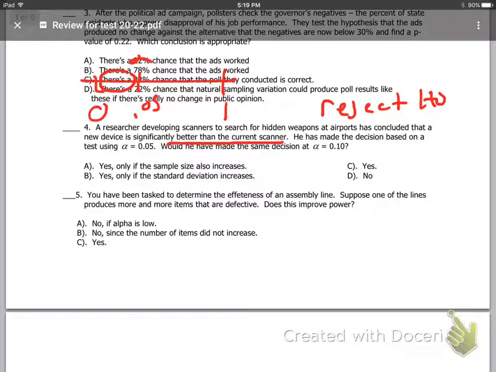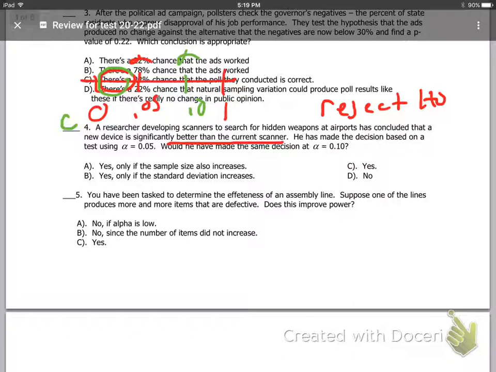Okay, so now they say, what if it's going to be at 0.10? All right, so here is 0.10. Would we still do the same thing? Do you see that this area here is still less than alpha? So the answer is C. Yes, they would.